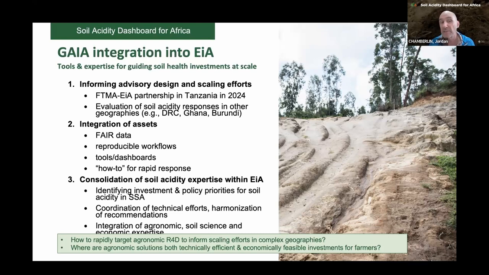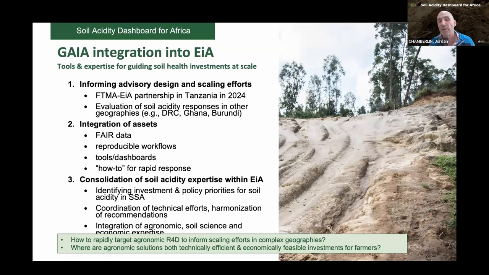A second area is the integration of assets. So all the data we've collected or have produced, the workflows that add value to that data and generate insights, the tools and dashboards, and you'll see an example of that, as well as the how-to: how do you set up something like Gaia in a new geography that's interested in better framing responses to soil acidity. All of that is being integrated into Excellence in Agronomy, and I think Job will touch on that.